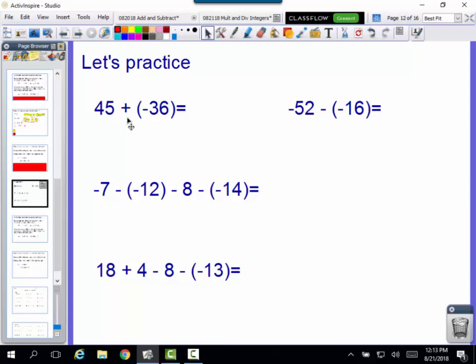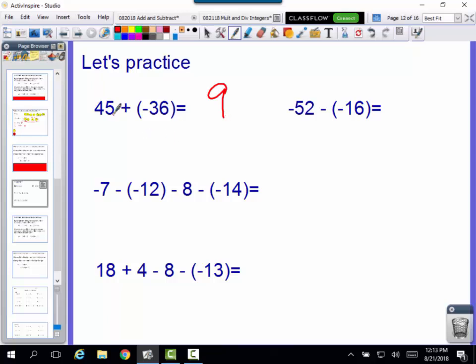In this one right here, it's an addition problem. So we have a set of rules that we use. If it is addition, if our signs are alike, we add our numbers. But if our signs are different, like we have here, we're going to subtract our numbers. So 45 take away 36 is going to give us a positive 9. And it's positive because the 45 has more.